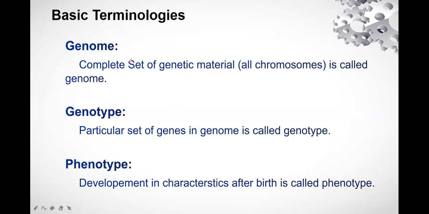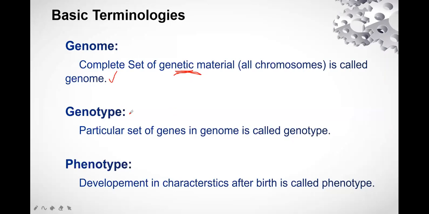Now the next one is genome. The complete set of genetic material, all chromosomes, is called the genome. That means when we have the complete set of genetic material, we are talking about all the chromosomes. When we have the complete set of all the chromosomes, it is called the genome. So genome is a kind of superset for the chromosomes.